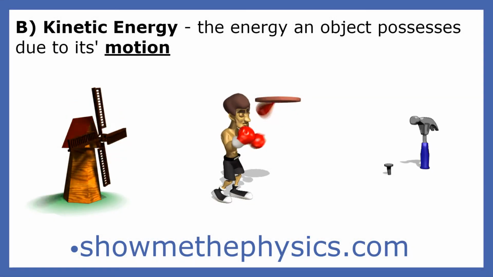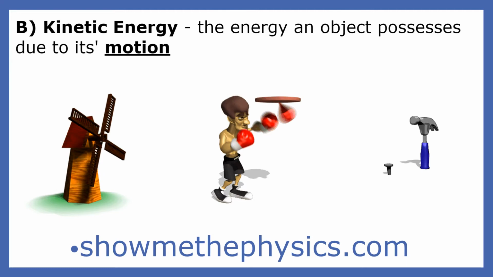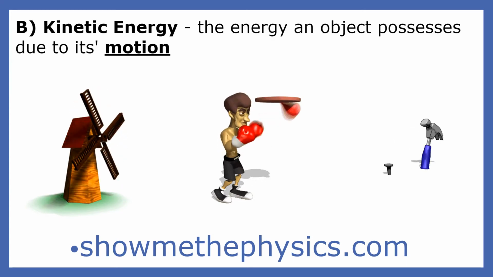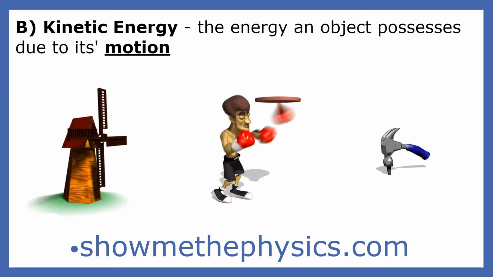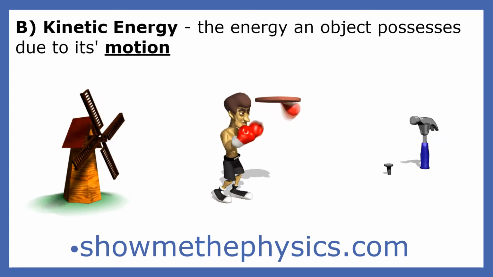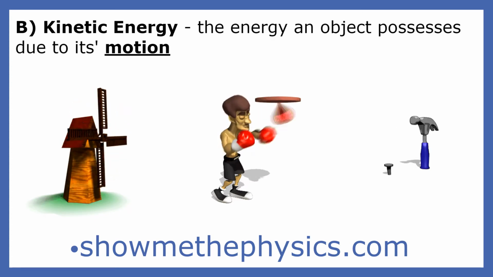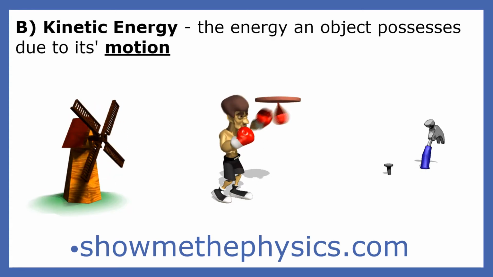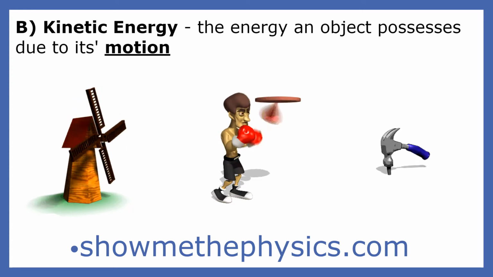As I said in an earlier lesson, energy is the capacity to do work. The energy a body possesses due to its motion is called kinetic energy. The motion of a windmill does work to grind grains. The motion of a fist does work moving the punching bag, and the swinging hammer does work to put the nail in the piece of wood.